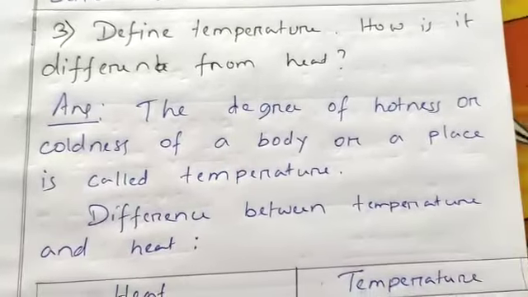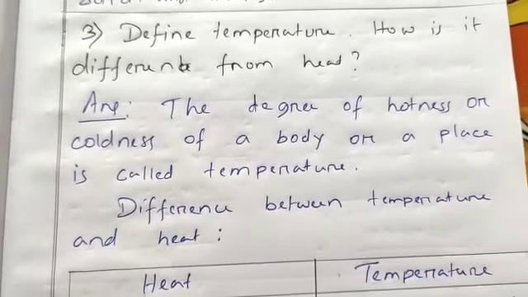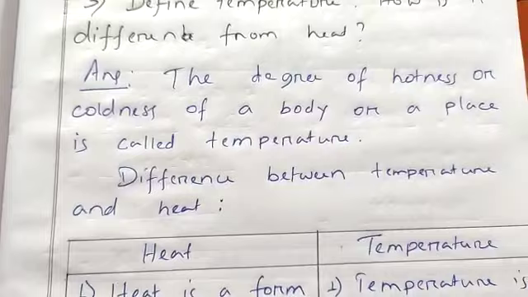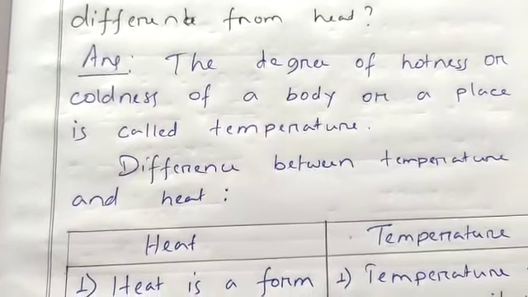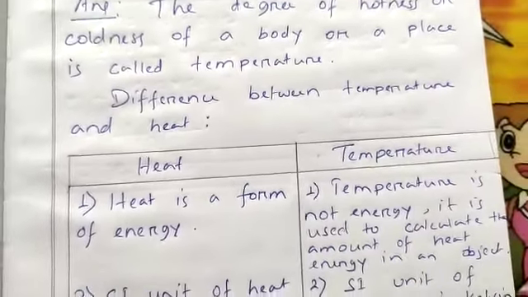Temperature means the measurement of hotness. You can also write the units of temperature: Celsius, Fahrenheit or Kelvin. Now, the difference between temperature and heat.